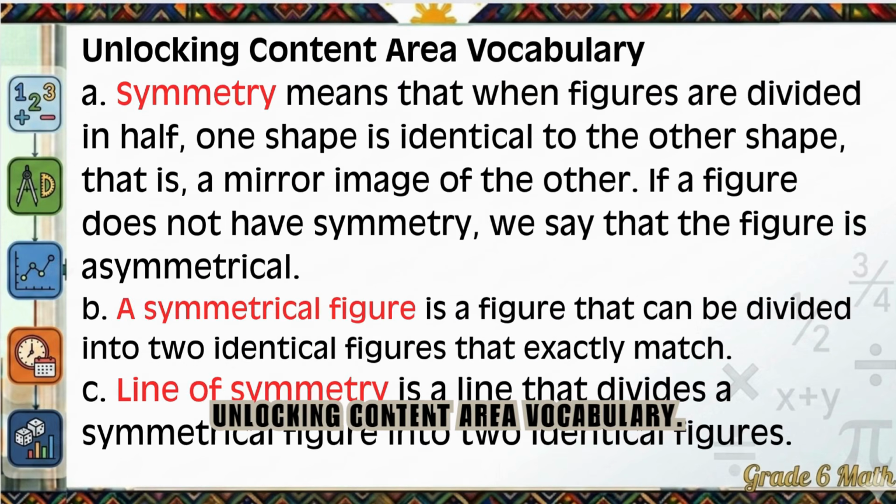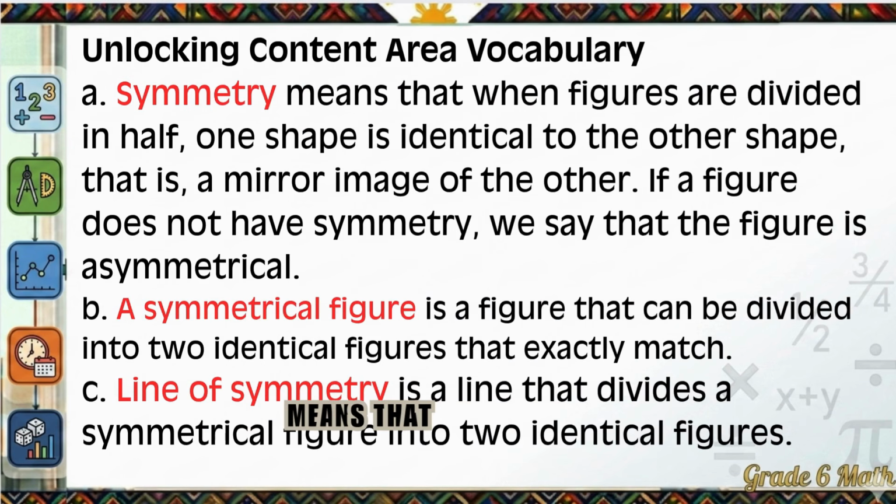Unlocking content area vocabulary A. Symmetry means that when figures are divided in half, one shape is identical to the other shape, that is, a mirror image of the other. If a figure does not have symmetry, we say that the figure is asymmetrical. B. A symmetrical figure is a figure that can be divided into two identical figures that exactly match. C. Line of symmetry is a line that divides a symmetrical figure into two identical figures.